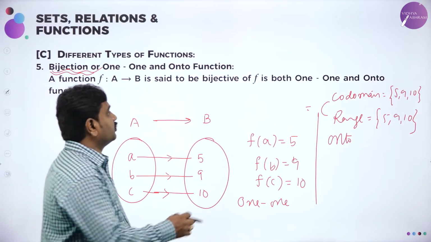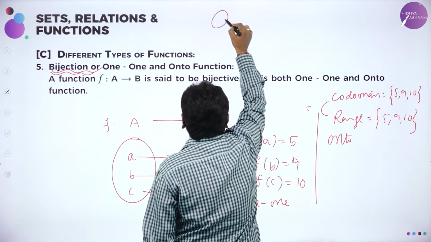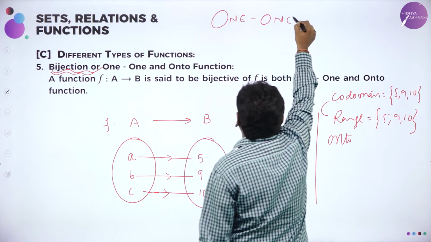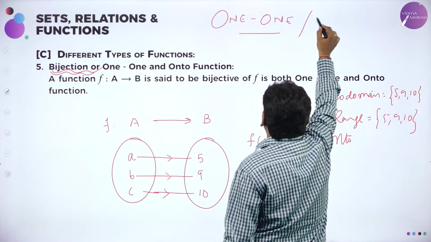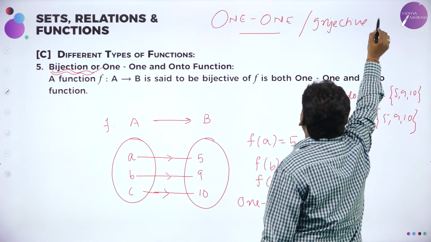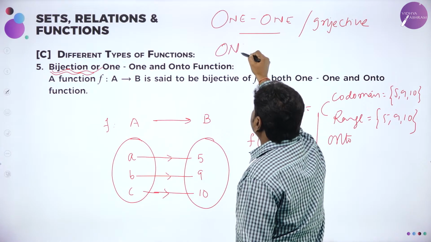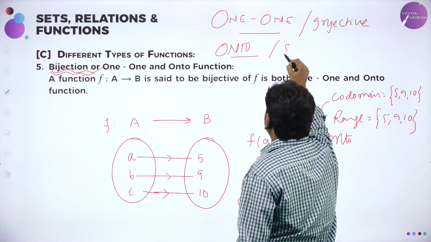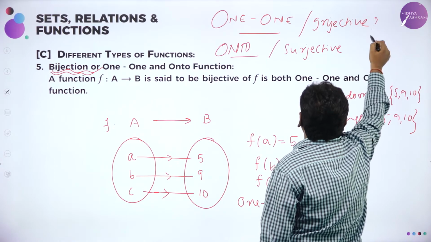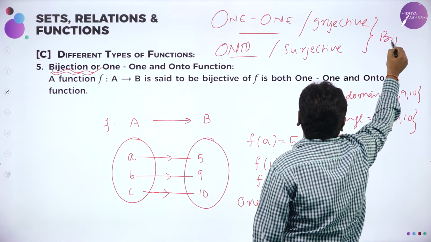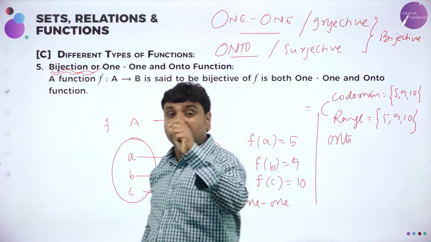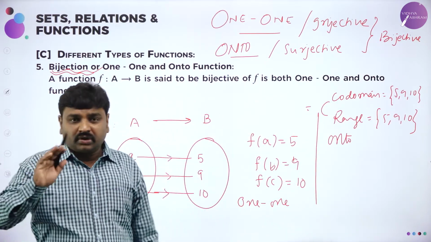See now other terms. 1 1. So in mathematics, 1 1 is also called as injection or injective function. Other name is injective function. Onto is also called as surjection. Onto is called as what? Surjective function or surjection. See, if a function is both 1 1 and onto, we call it as bijection or bijective function.